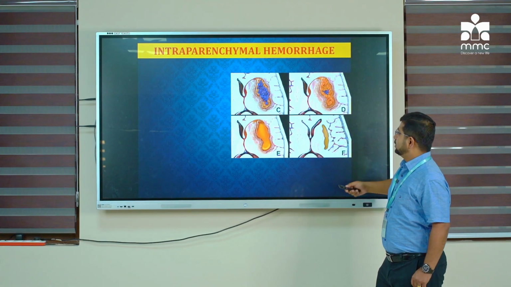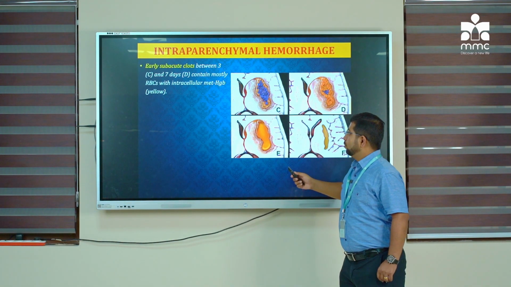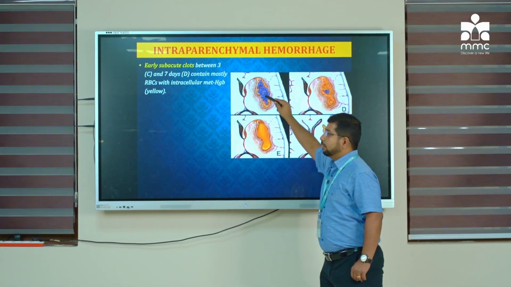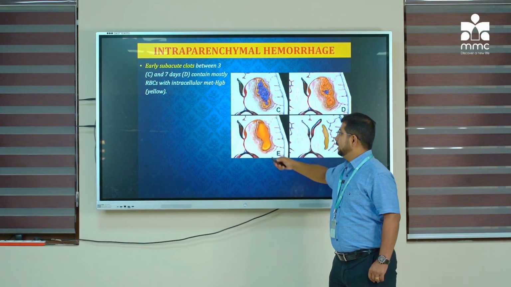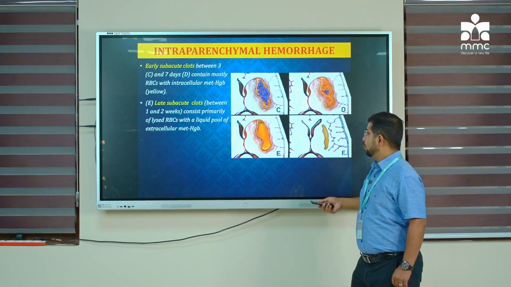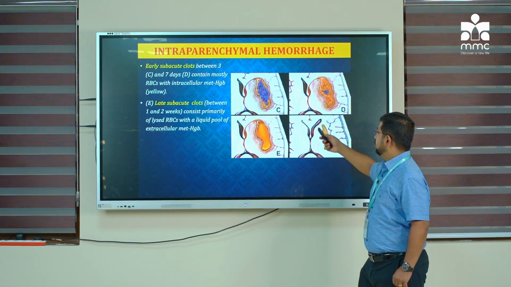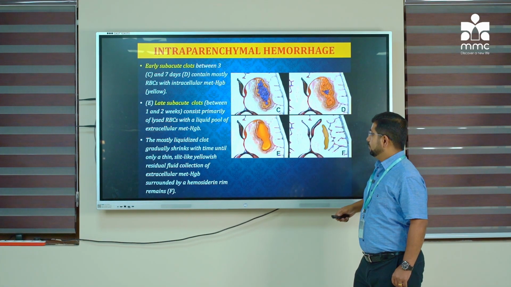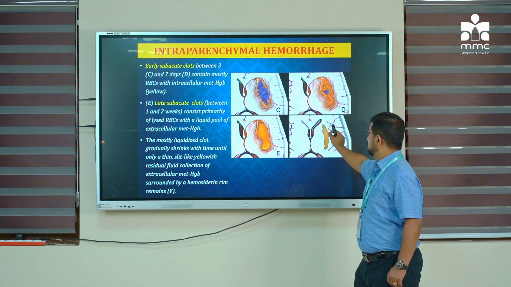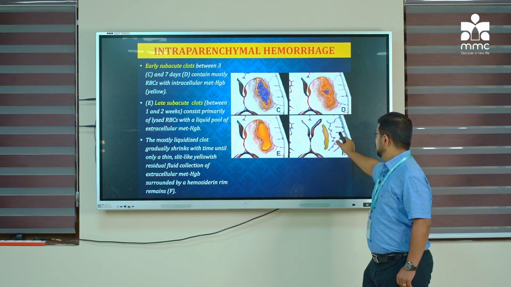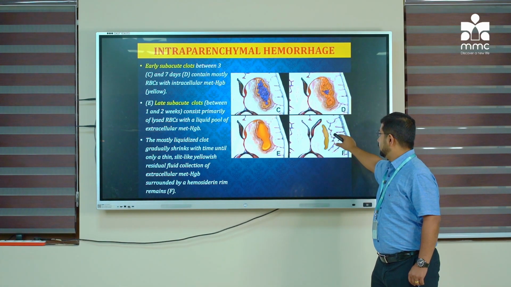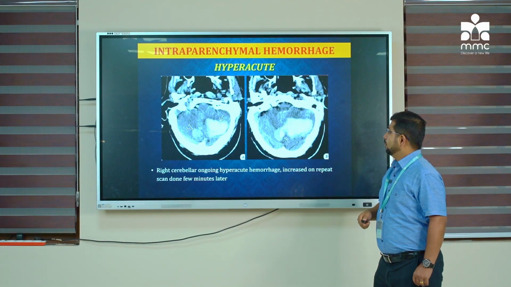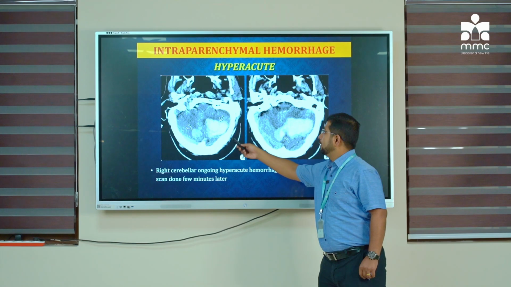And then what happens, it starts degrading. So early subacute clots, that is more than 3 days, 3 to 7 days, it will start forming methemoglobin, but it will be inside the cell, intracellular methemoglobin. Late subacute clots, again the membranes will rupture and it will come out. So this will be methemoglobin outside, and then everything will get lysed and it will shrink. So this is called gliosis. So it will cause dilatation of the ventricles, widening of the sulci, because there will be space there, it will shrink a little. So in CT we have a hyperacute hemorrhage.